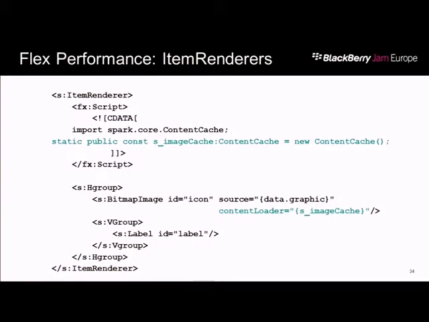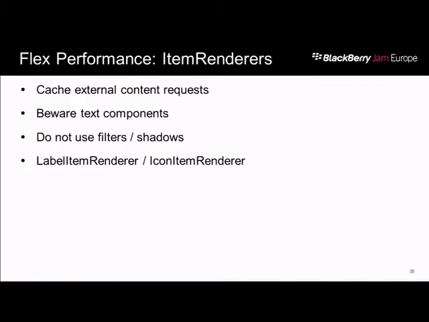This is a simple example of an item renderer for a list, and it has a label and a bitmap image. So you can combine these techniques to optimize the resources and the performance of your application. So to make a summary, we can cache external content. We need to take care of text components. In a list, when you use text and image, you can use content cache and use text components like the stylable text field, which is the best recommended.